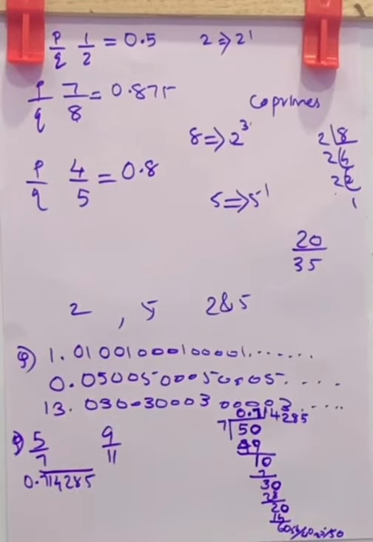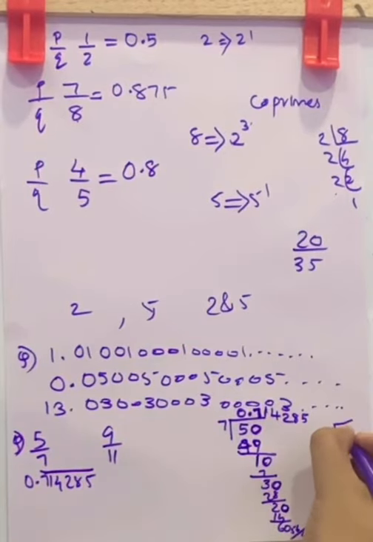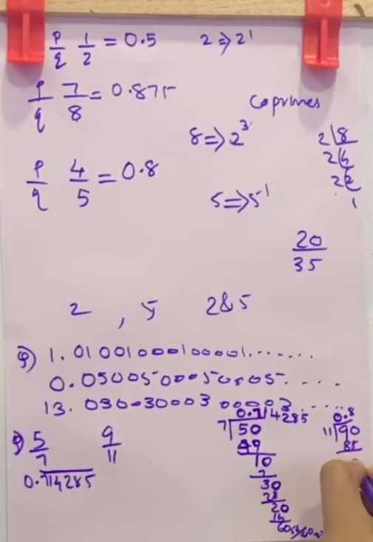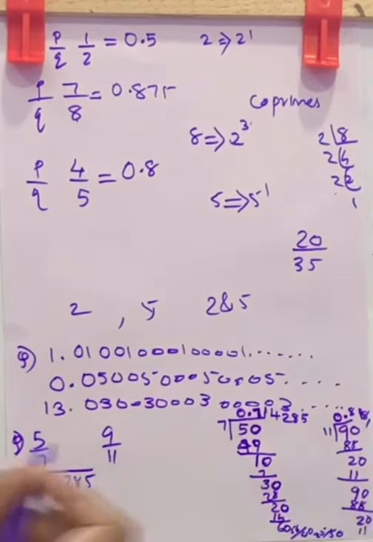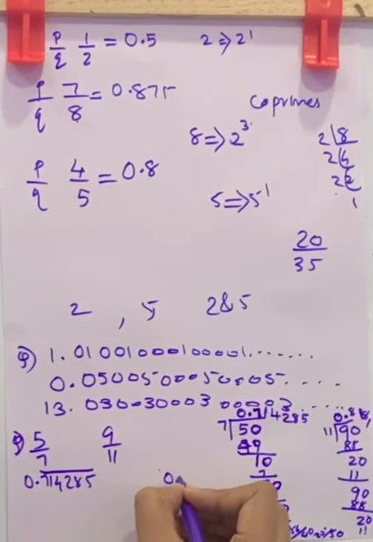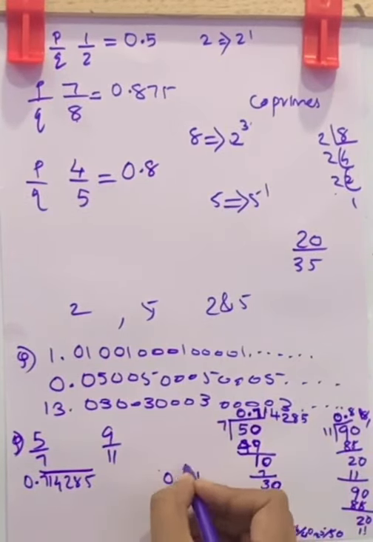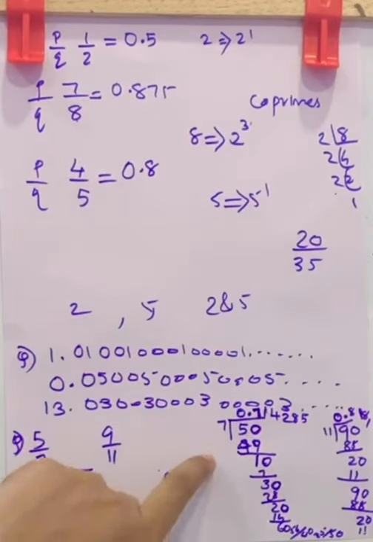Let us check what is the value. 11 and 9. How many times? No, it can't be divided. So 0.90. 11 eights are 88. Balance 2, 20. 11 ones are 11. Balance 9, 0. Again 11 eights are 88. Balance 2, 20. 11 ones are 11. So it is repeating like 0.818181. So repetition we can denote it by this bar.